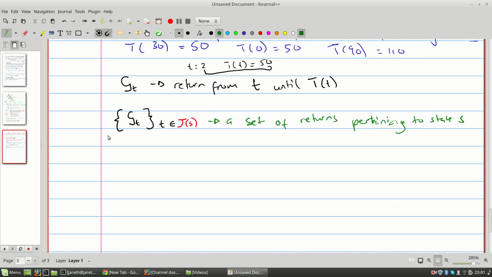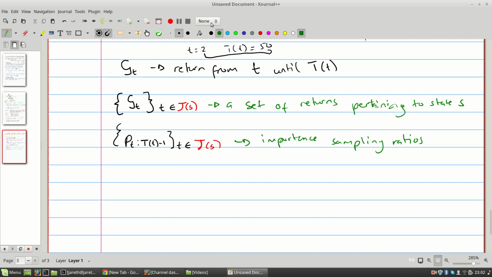This is the idea. So equally, when we have something like this, rho from t until T minus 1, where t is an element of tau of s, these are the importance sampling ratios for those time steps that we visit state S. These are our importance sampling ratios.